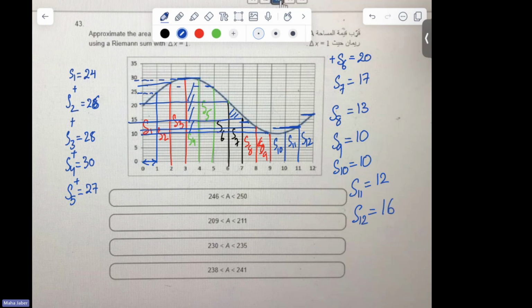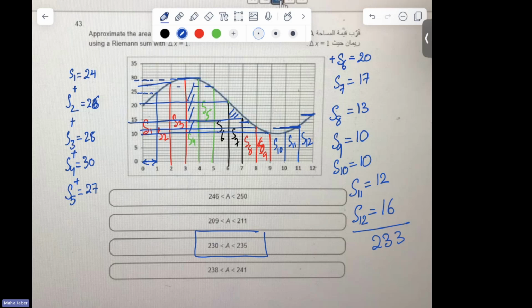I will grab my calculator and add the numbers, and let's see if we can find an answer. 24 plus 26 plus 28 plus 30, 27, 20, 17. I'm just adding the numbers. Plus 10, plus 10, plus 12, plus 16. And it gives me around 233. Now I will go and check all the numbers. The most reasonable to my area is this part, because I was approximating. Most likely my area is between 230 and 235.